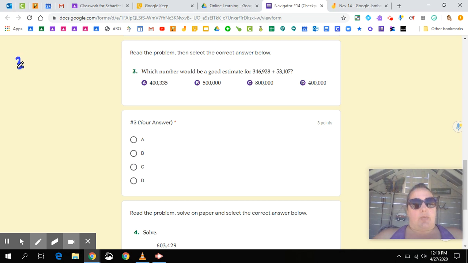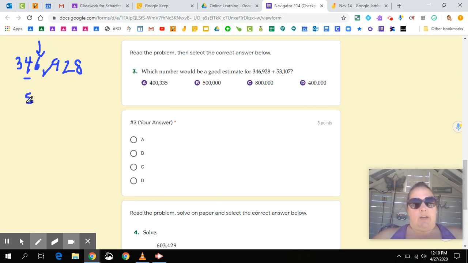So for example, 346,928, excuse my messy pen writing here. The 10,000s is the 4, the bossy number is the 6 behind it, and that bossy number 6 is going to tell that 4 to go up to a 5. Everything in front stays the same, but everything behind would go to a 0. So this first number could round to 350,000.